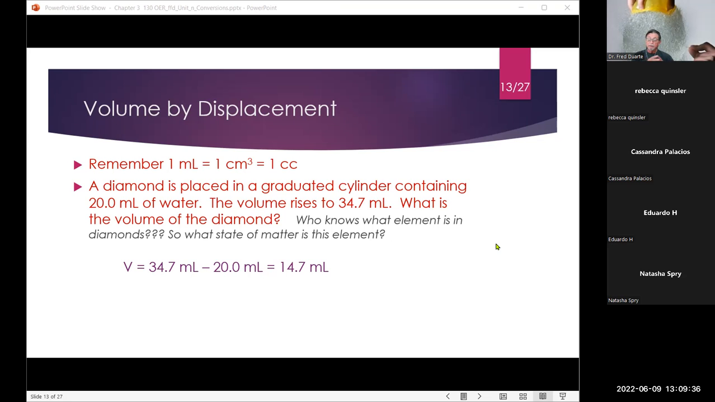Now that you have the volume, guess what? You can take that same diamond, weigh it. Now you got a mass, right? Mass over volume gives you density.